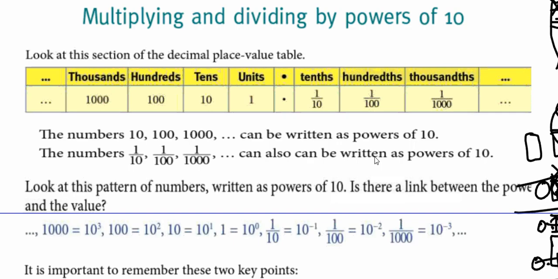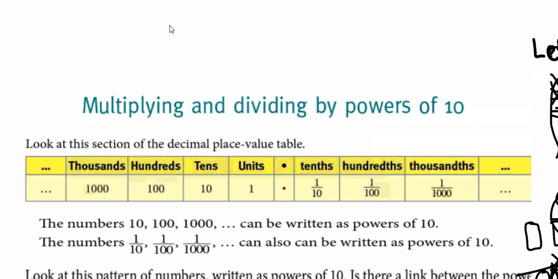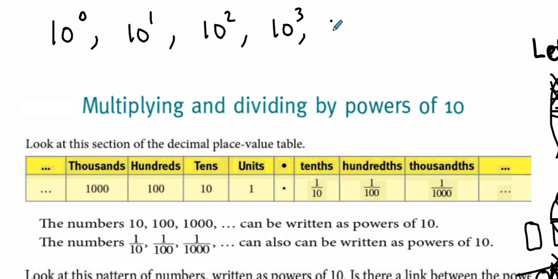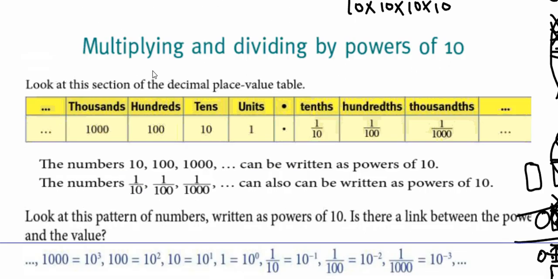Okay, powers of 10. Powers of 10 may mean starting with 10 power 0, 10 power 1, 10 power 2, 10 power 3, 10 power 4, and so on. Now what you should remember is 10 power 4 means 10 times 10 times 10 times 10. Okay, let me write somewhere here.